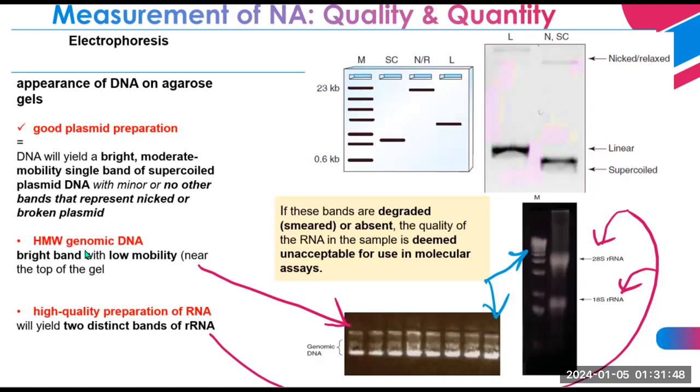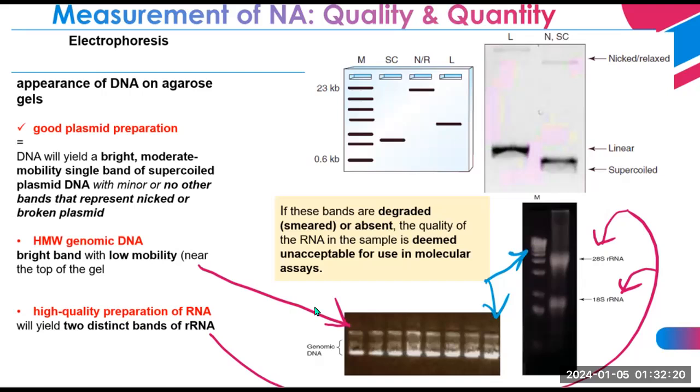However, genomic DNA with high molecular weight is expected to appear as a distinct band with low mobility near the top of the gel. So this is the top part of the gel, and the mobility is not that much. It hasn't migrated that far. So meaning, for example, if this is a high molecular weight genomic DNA, it will just stay near the wells. So that's what we call low mobility.